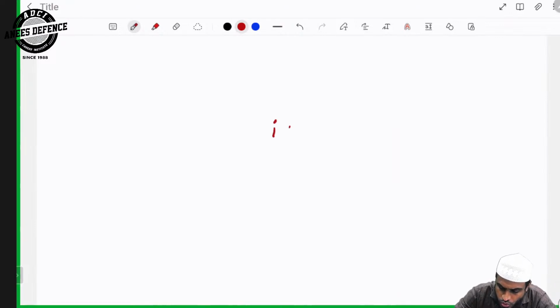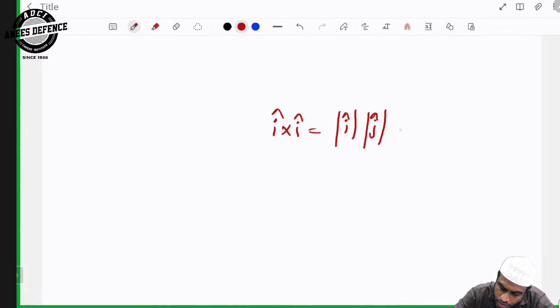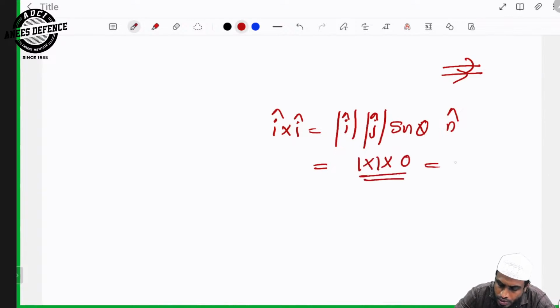I cross I can be written as I cap, magnitude of I, magnitude of j, sine theta n cap. What is the angle between I and I? 0 degree. What is sine 0? 0. So 1 into 0. So what will be the answer? It will be 0. So I cross I is 0.